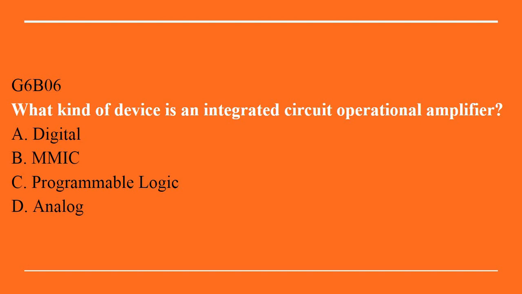G6B06. What kind of device is an integrated circuit operational amplifier? A. Digital. B. MMIC. C. Programmable logic. Or D. Analog. Answer is D. Analog.